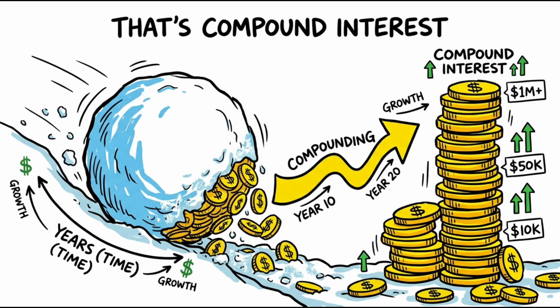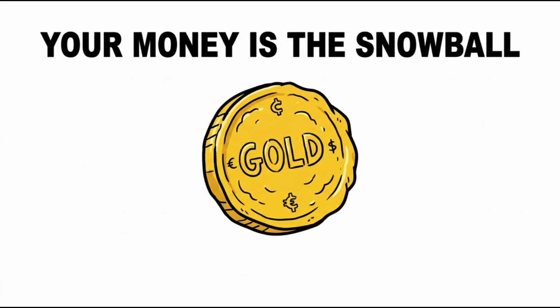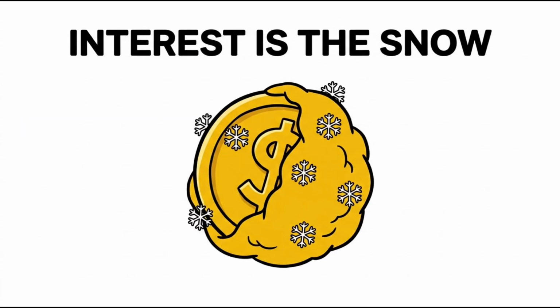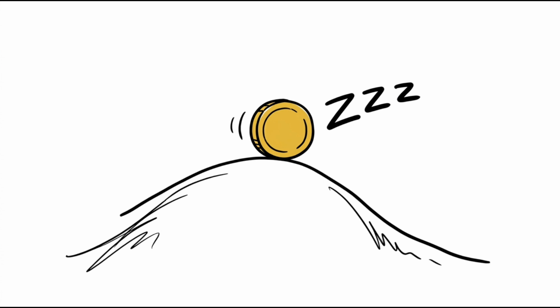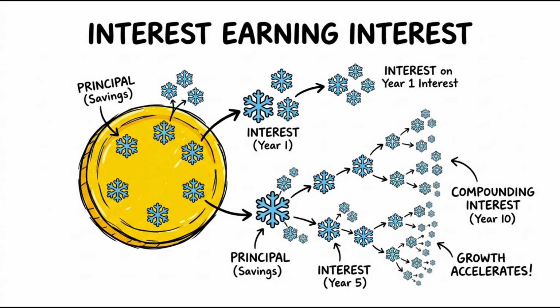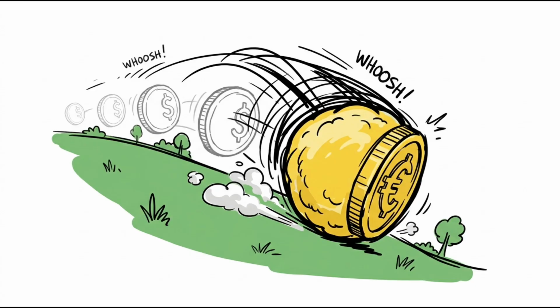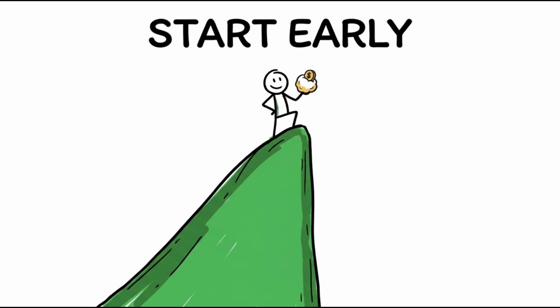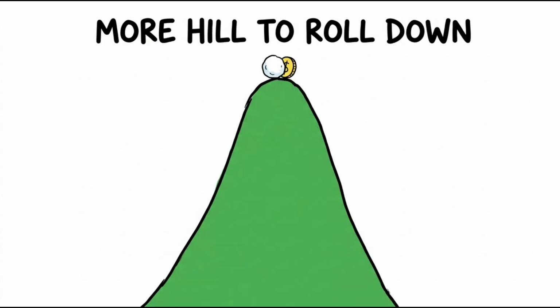That's compound interest. Your money is the snowball. Interest is the snow it picks up. In the beginning, growth is slow and boring, but every bit of interest you earn starts earning its own interest, so the snowball grows faster and faster the longer it keeps rolling. That's why people say start investing early. You're giving your snowball more hill to roll down.